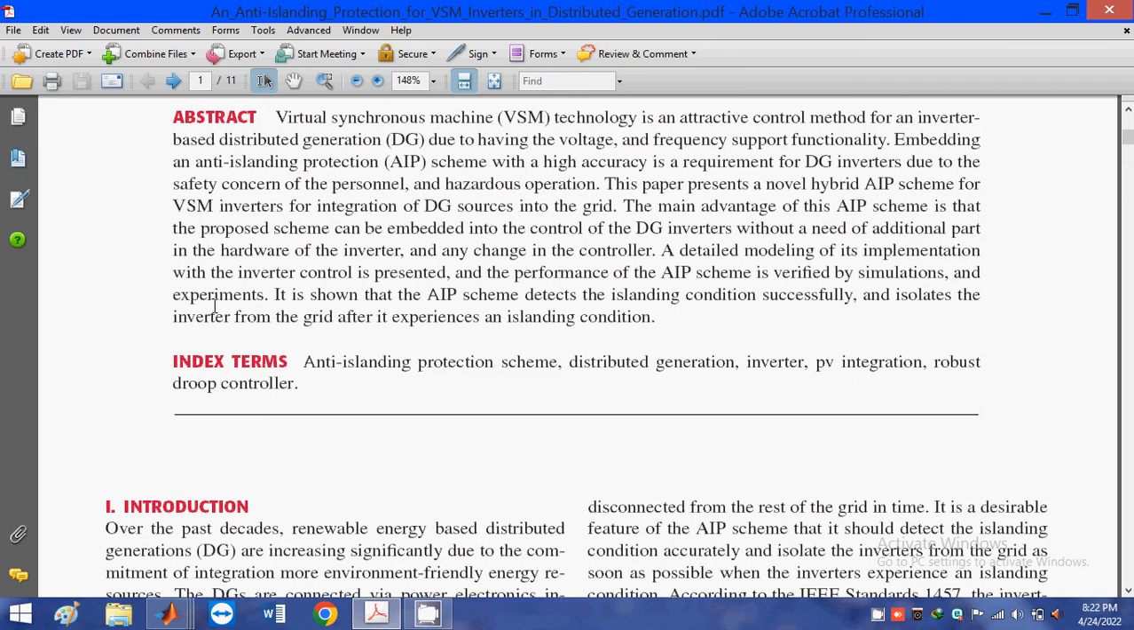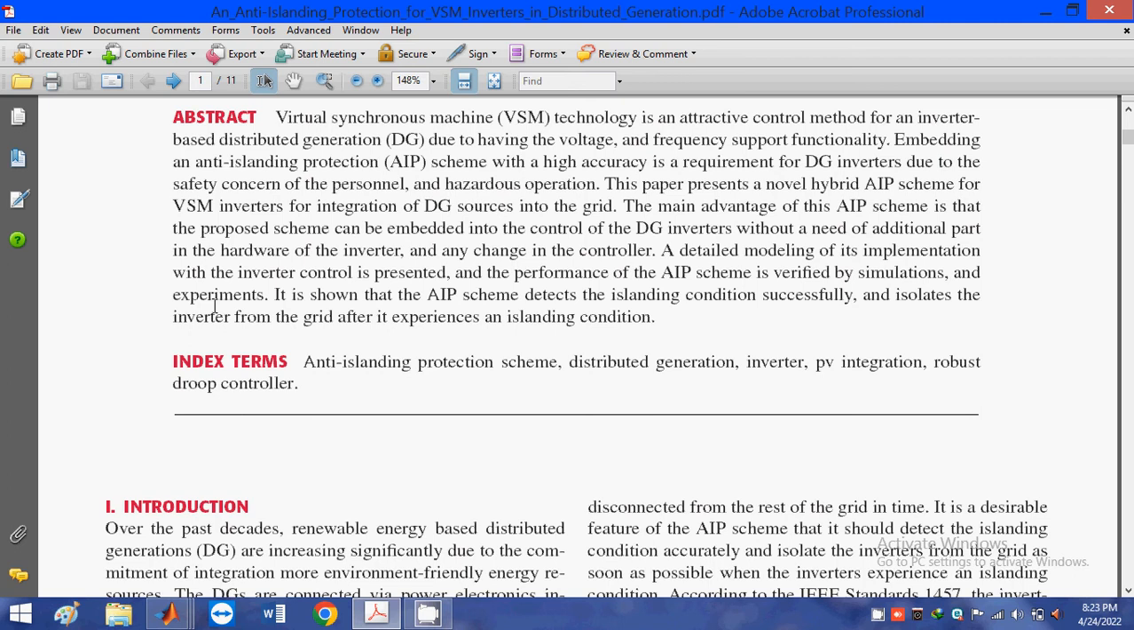In this thesis, the major concern is when we integrate main grids with microgrids. At that time there will be voltage and frequency support. For that purpose we proposed this VSM control strategy. Along with the VSM control strategy, we additionally implemented an anti-islanding protection scheme for the proposed thesis.